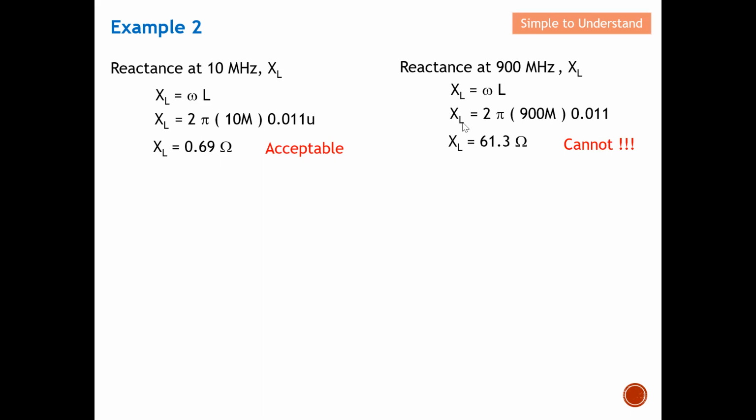The equation is still exactly the same on the left-hand side. Now the frequency changed to 900 megahertz. From here, I can compute that the reactance at 900 megahertz is 61.3 ohms. Wow, this is a pretty large number. Therefore, I put a cannot. With this diameter and this length, it is not possible to fulfill a short circuit at 900 megahertz because the reactance is quite significant, as you can see here.